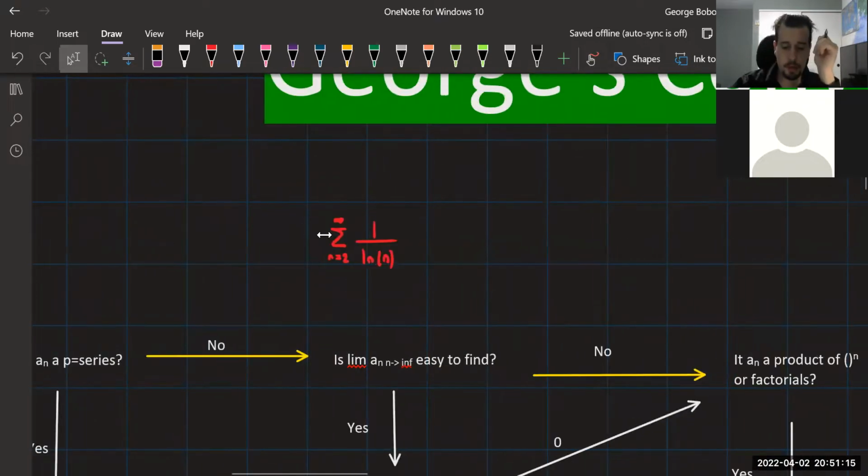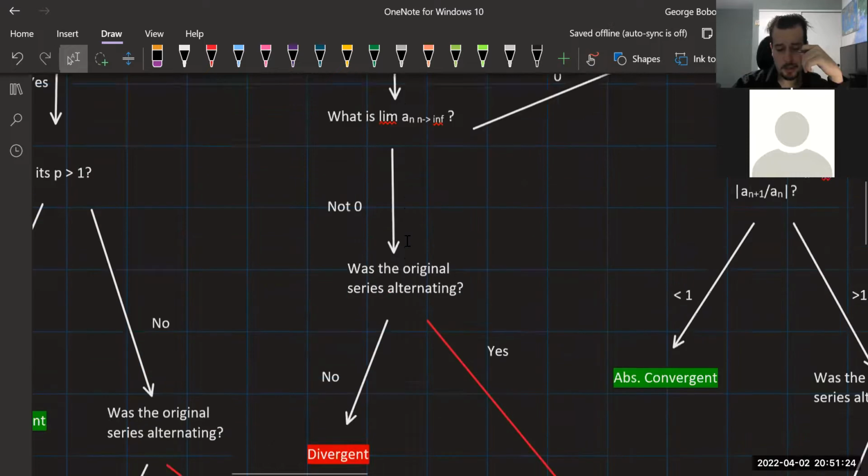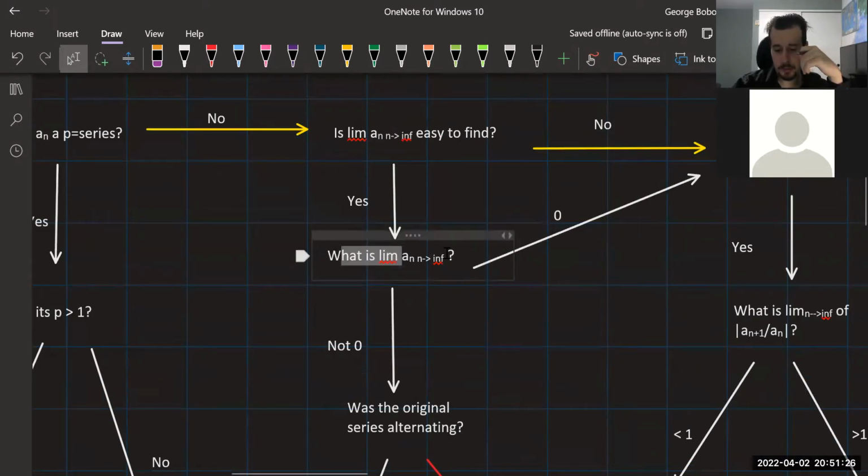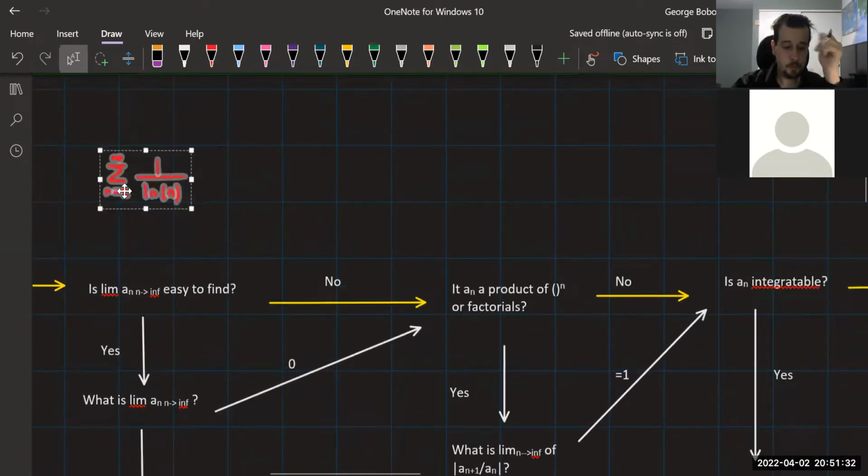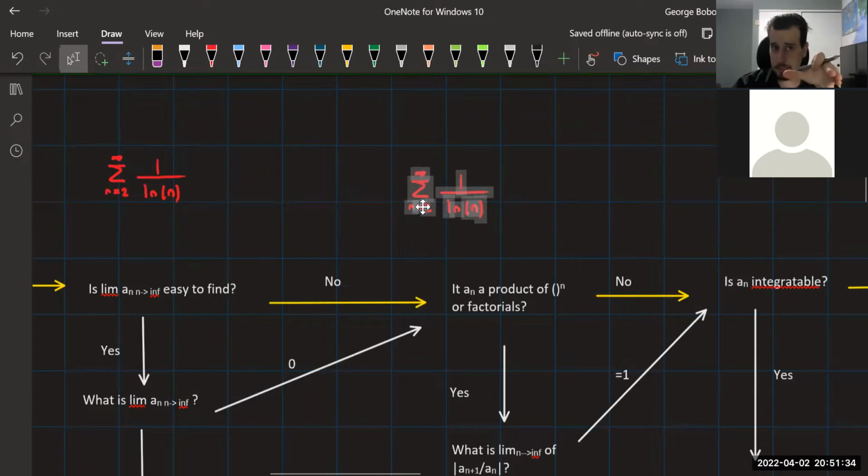Is the limit easy to evaluate? I'd say yes. Just plug infinity in here. What do you get? 0. So we got 0. See, we did the limit. We got 0. Okay, so we're moving again to the right. We're not going down. So we basically did quickly the divergence test here, and we saw that it doesn't diverge.